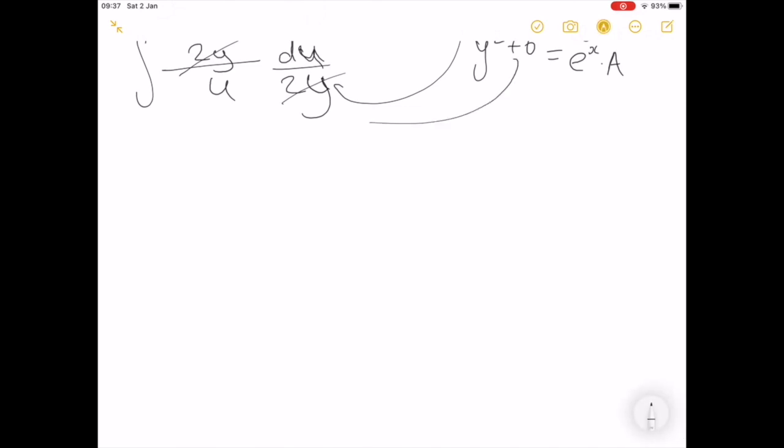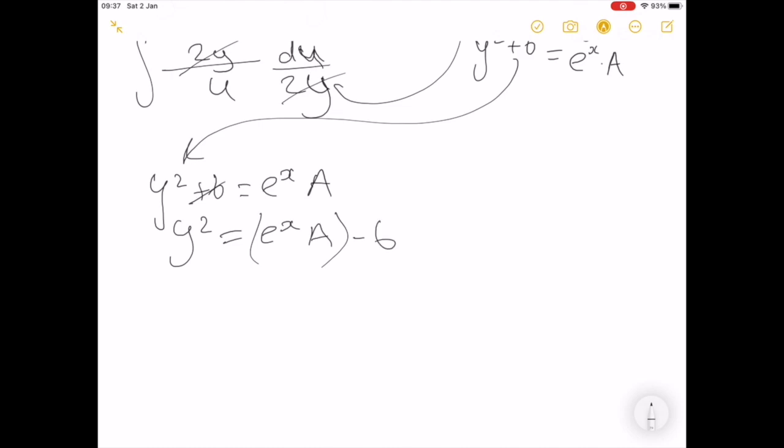So this comes down here. So we've got y squared plus 6 equals e to the x times a. So we continue to work on isolating this y. We end up with y squared equals e to the x times a minus 6. And then we just take the square root. e to the x times a minus 6. Looks pretty good.